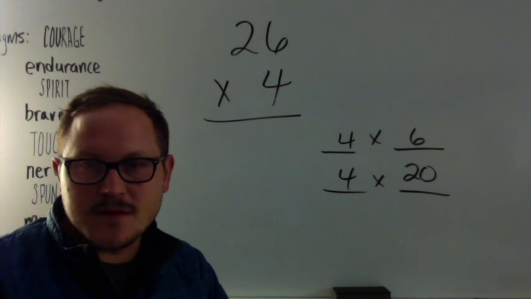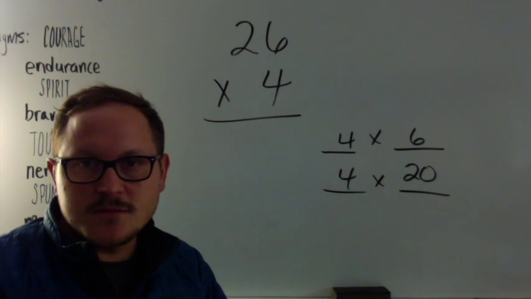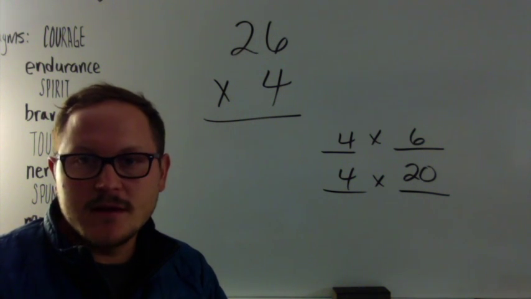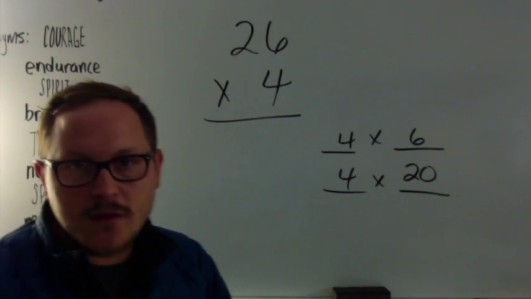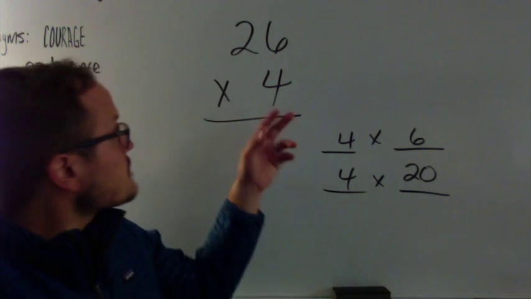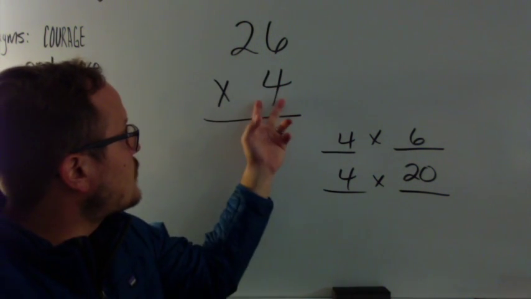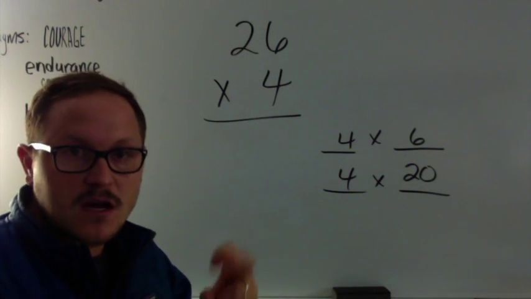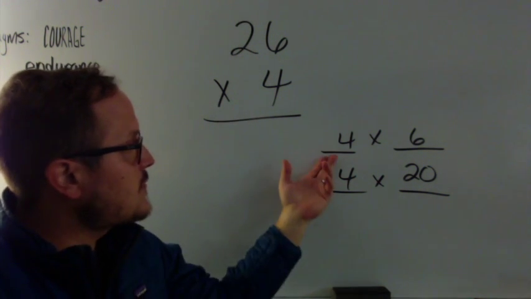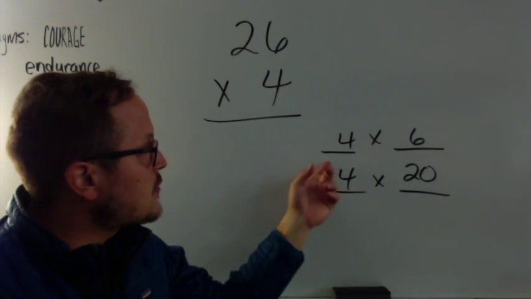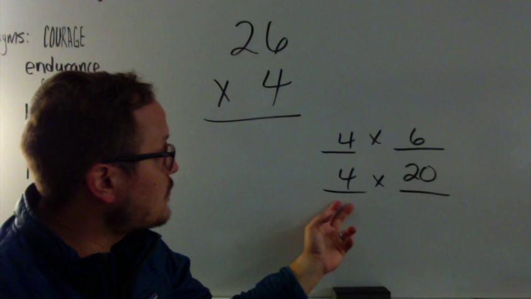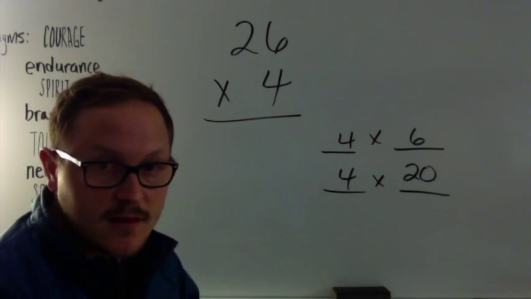A couple examples of that, and possibly some of the other ways that children have been multiplying multi-digit numbers. So without further ado, we'll jump in. The number 26 times 4 is written like this in the standard, most commonly used algorithm. Over here, we've broken it up into its parts, where the 4 ones are being multiplied by the 6 ones, and the 4 ones are being multiplied by the 2 tens.